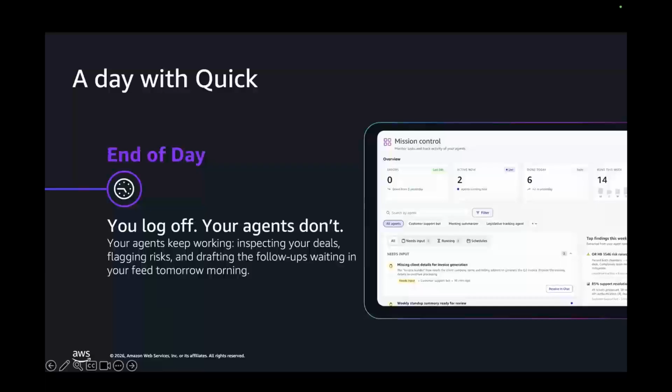And then at the end of the day, you just log off, but your agents don't. Overnight, they keep on working. They monitor for things like regulatory change that you want to track. If there are any stalled deals, they can follow up on these, and drafting the impact summary, waiting in your feed for the next day in the morning.